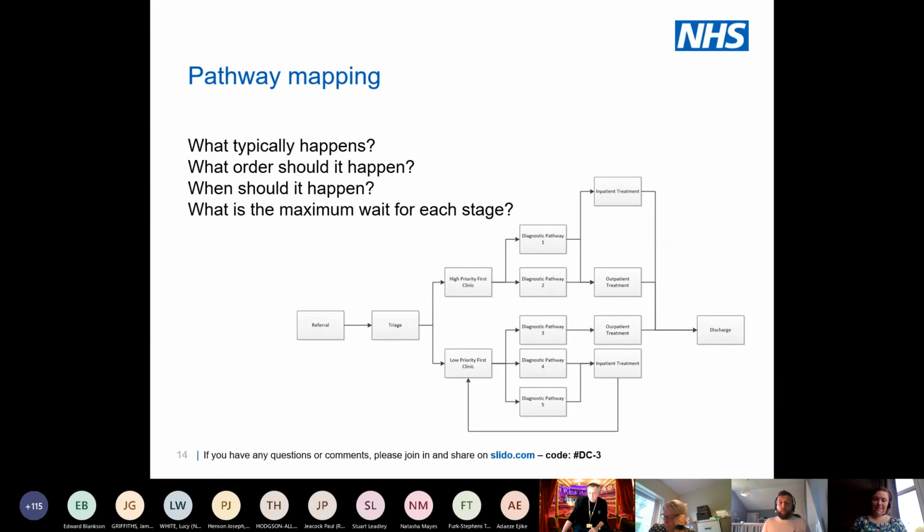And what is the maximum wait for each stage? So if we're saying that we want our first outpatient appointments to happen within 6 weeks, we want them mostly to be waiting for those 6 weeks. And it's picking out these parts for each stage in your pathway, pulling those apart and mapping those out. You'll see it quite often with big brown sheets of paper and post-it notes, working with clinical colleagues, with admin staff, with everyone, just to work out, okay, what is the process, what is the pathway that we're expecting patients to follow.